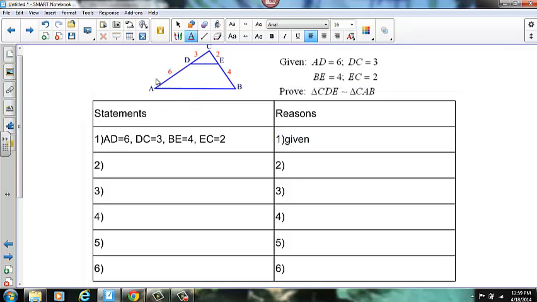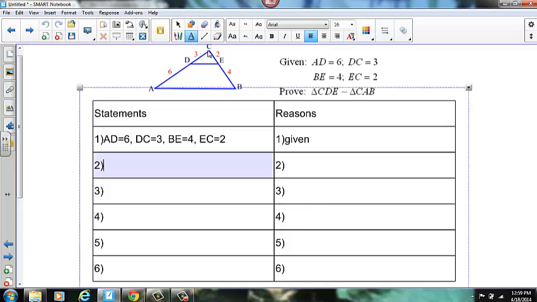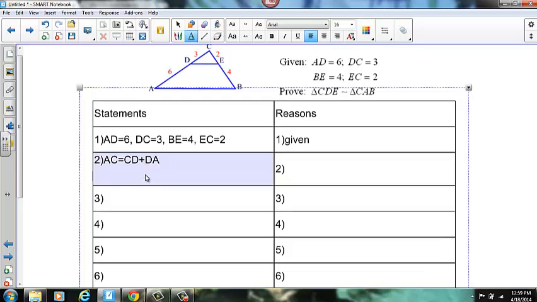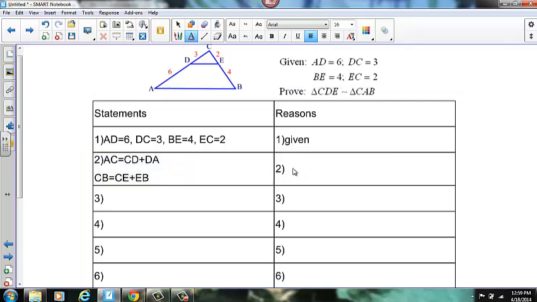Okay, so now let's look at these two triangles. So we had AD equals 6, DC equals 3, BE equals 4, and EC equals 2. What we're going to want to do now is find the length of AC. So we can state that AC equals CD plus DA, and CB equals CE plus EB. So AC equals the segment CD plus the segment DA, and CB equals the segment CE plus EB. The reason for that is the addition postulate.